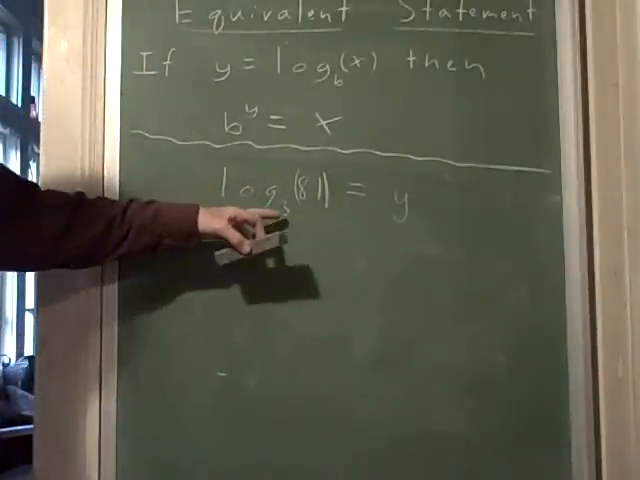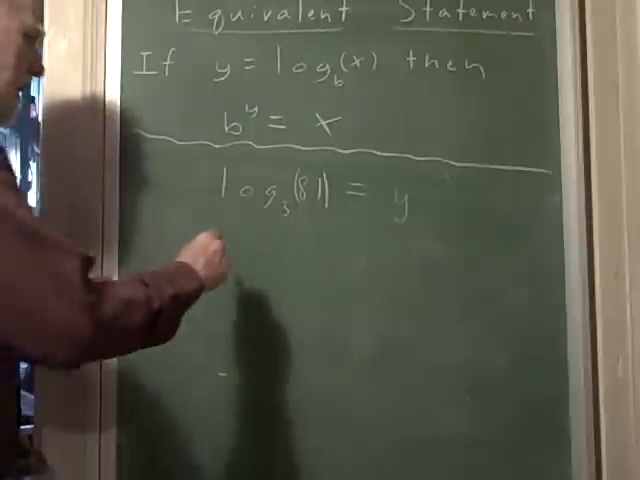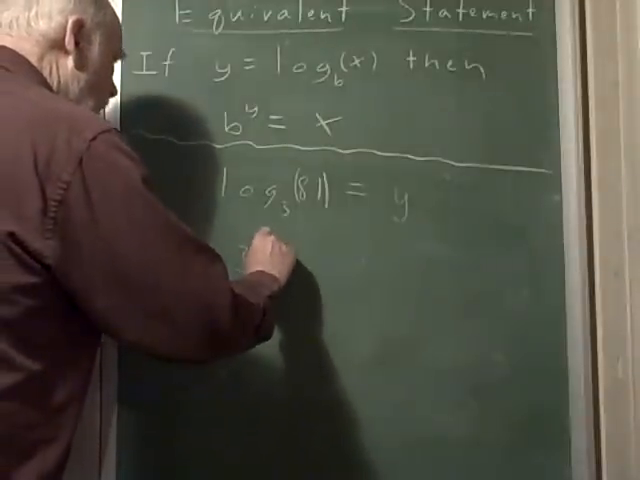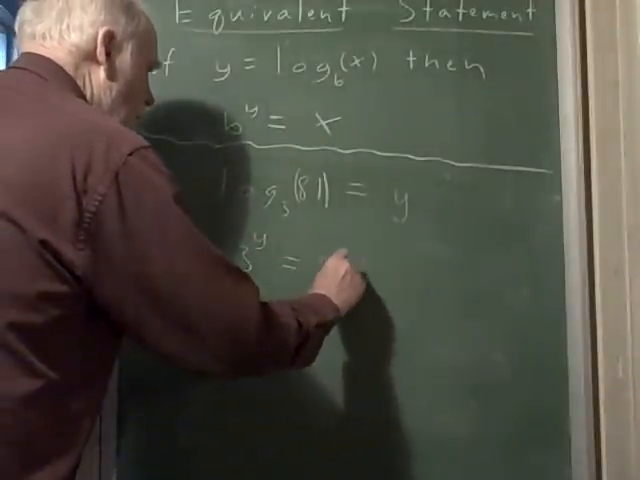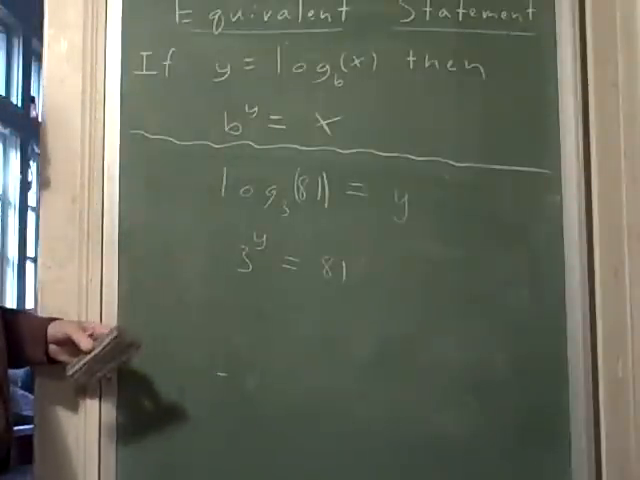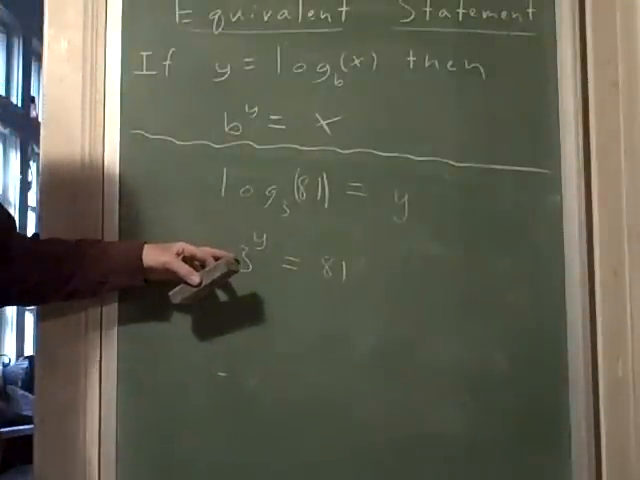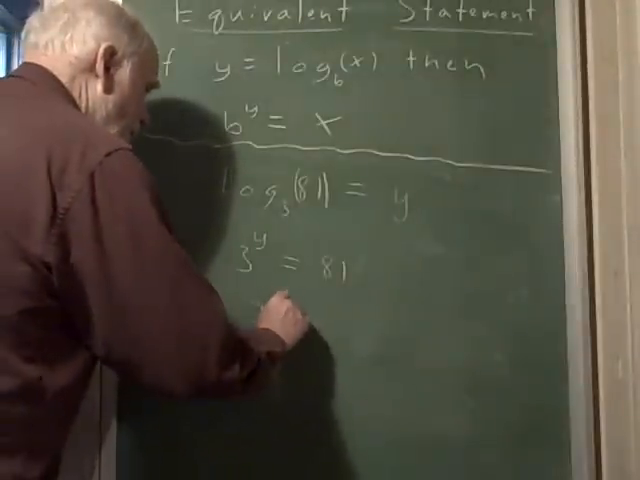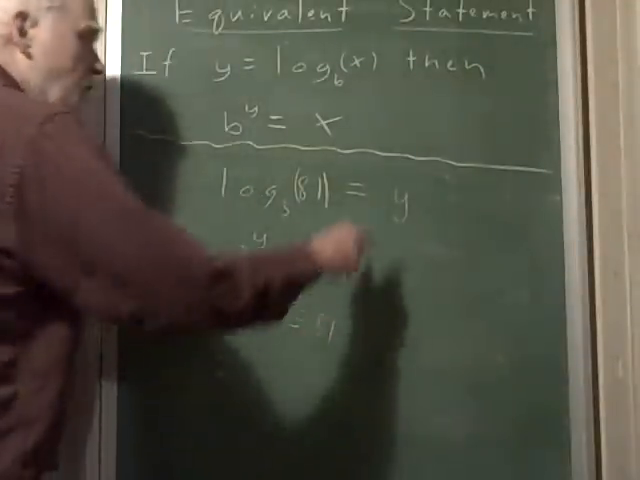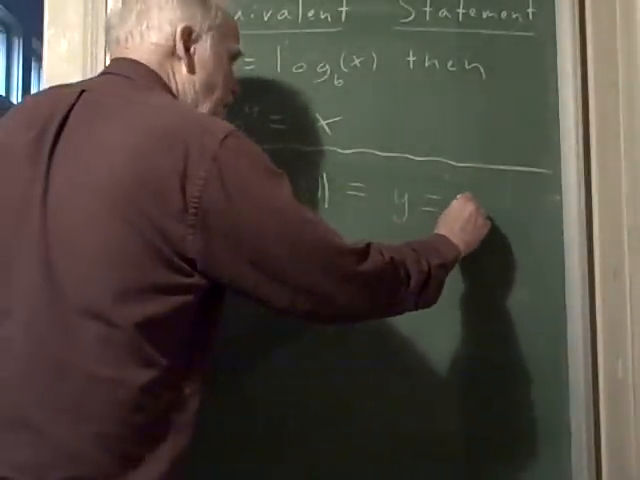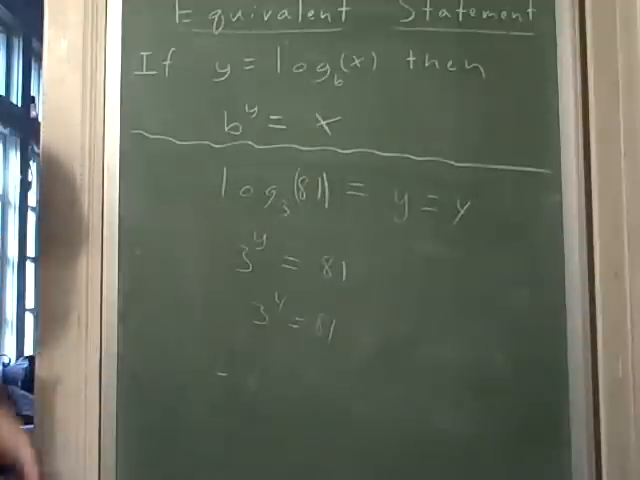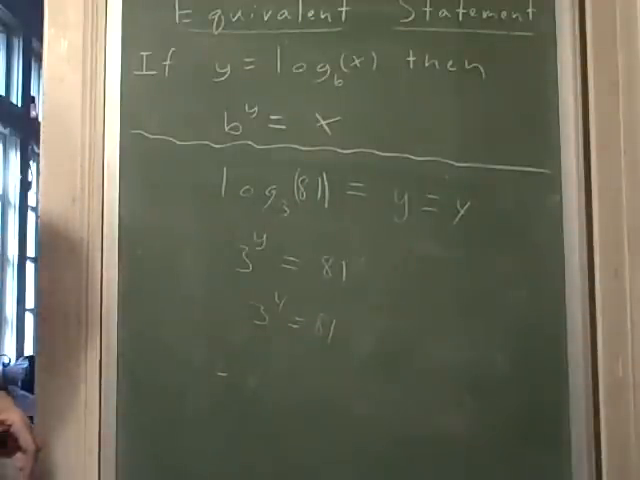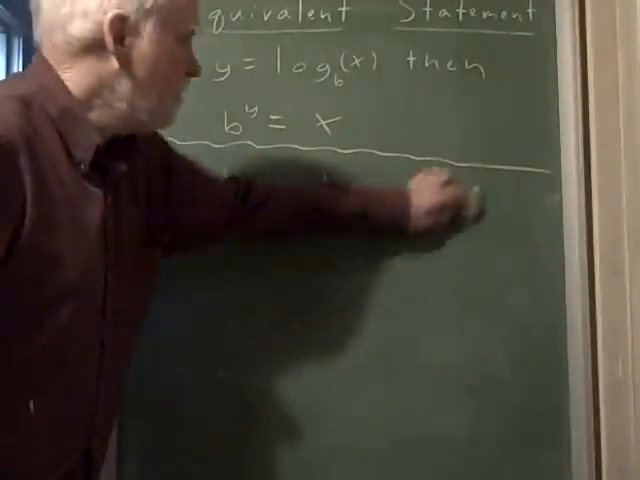Then we can use the equivalence statement: 3 to the y equals 81. And we're interested in figuring out what y is. Of course, if we cube 3, we get 27. If we take it to the 4th power, we get 81. So it's really 3 to the 4th power equals 81. So y is 4. So the log of 81 base 3 equals 4. Let's try another one.